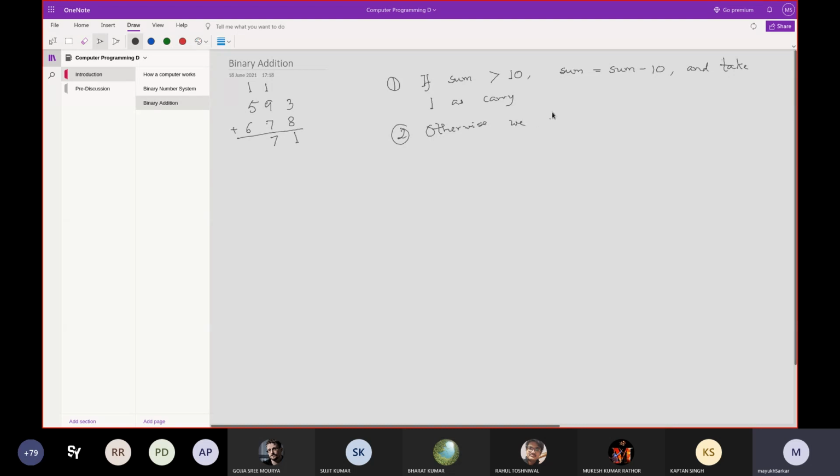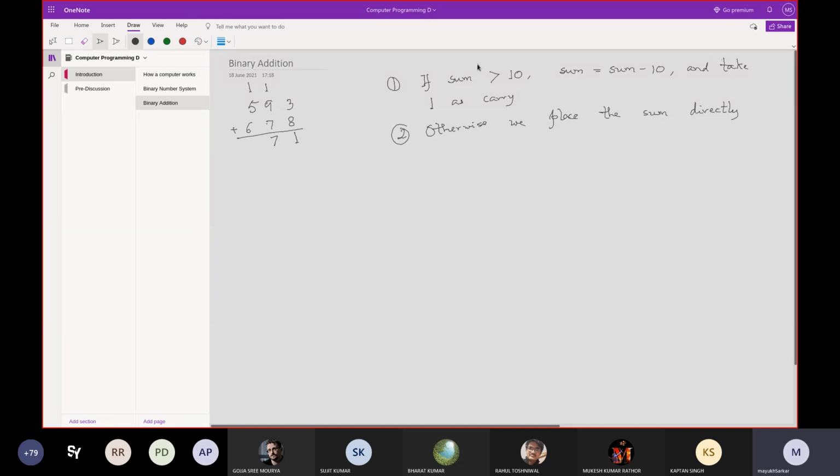we place the sum directly. That is how we perform addition.